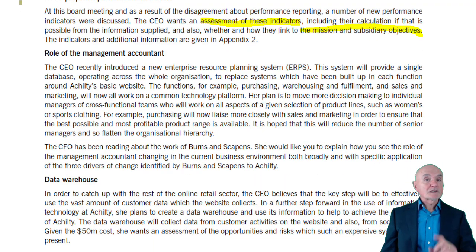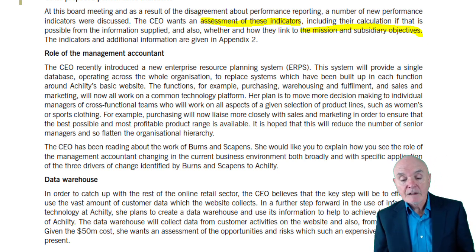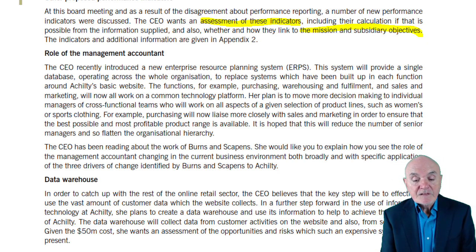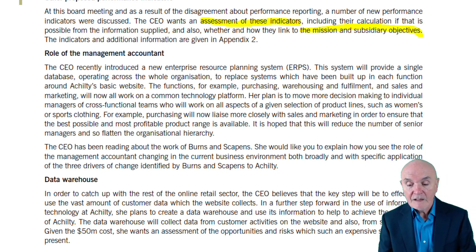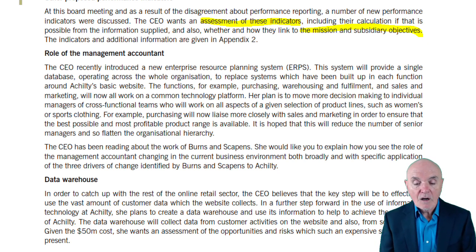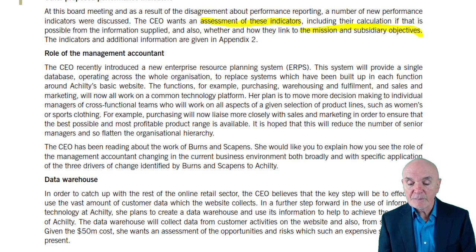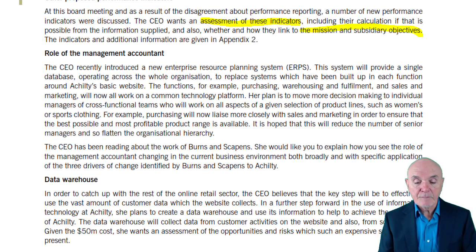Role of the management accountant. This was our mystery topic here, really. The CEO recently introduced a new enterprise resource planning system. And usefully, the question says the system will provide a single database operating across the whole organization to replace systems which had been built up in each function. The functions, for example, purchasing, warehousing, fulfillment and sales and marketing, will all now work on a common technology platform.